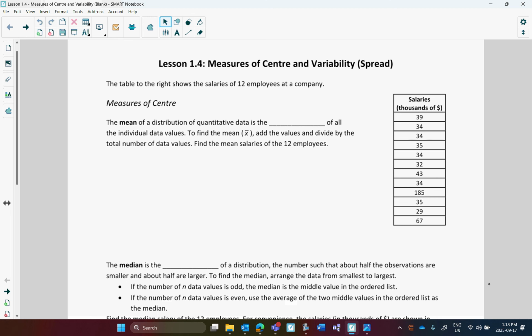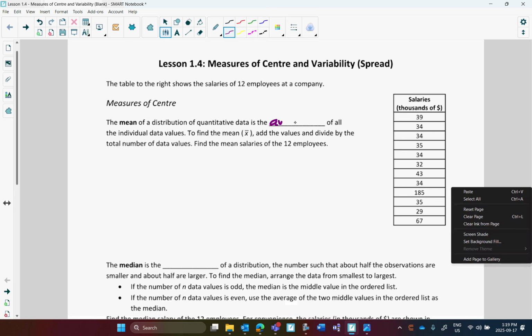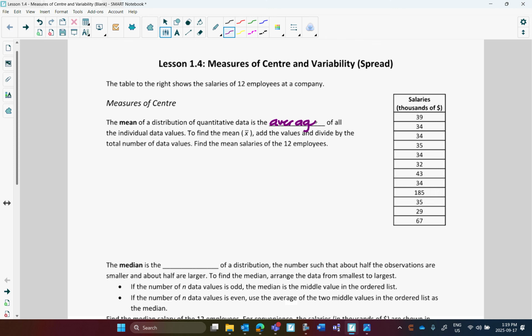We've got the salaries of 12 employees at a company, and these numbers are in thousands of dollars. So 39 is 39,000, etc. So the mean of a distribution. Mean is the same thing as what word? Average. And how do we find the average? We add up all the numbers and divide by how many there are.